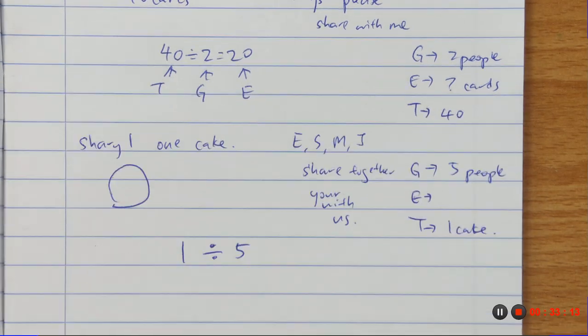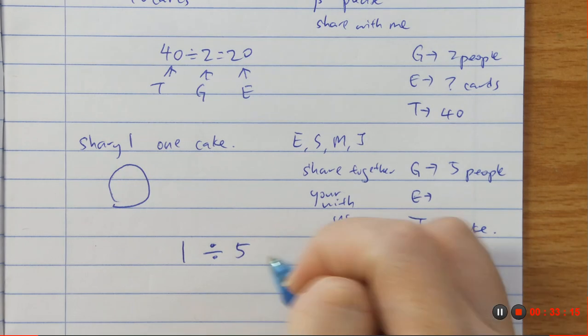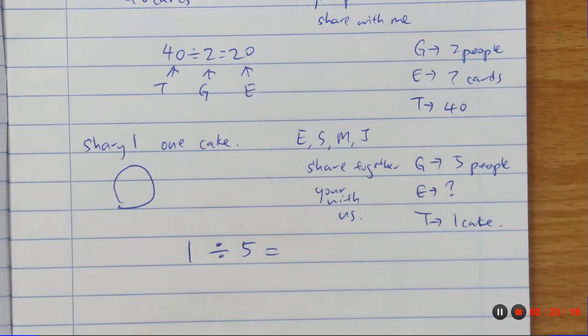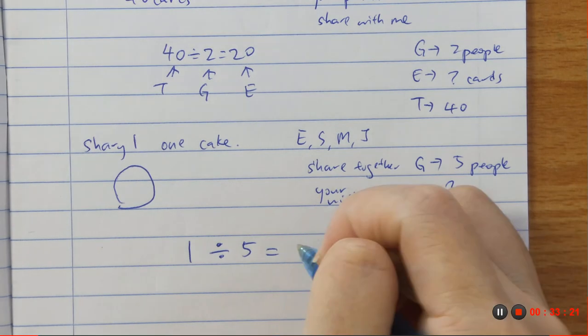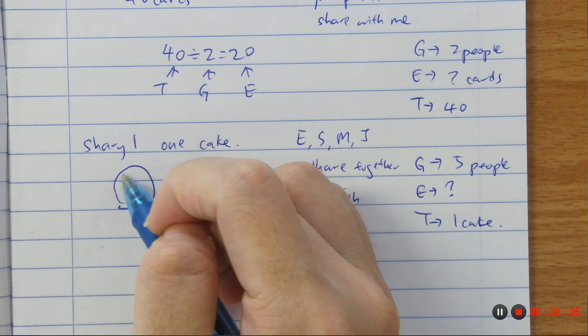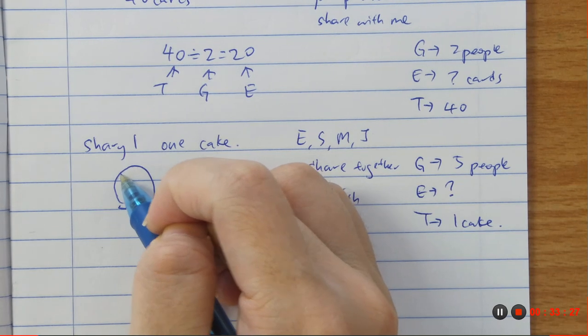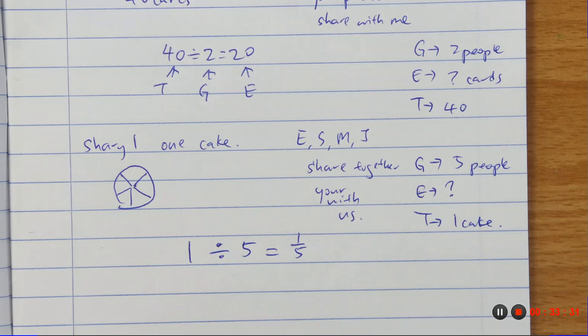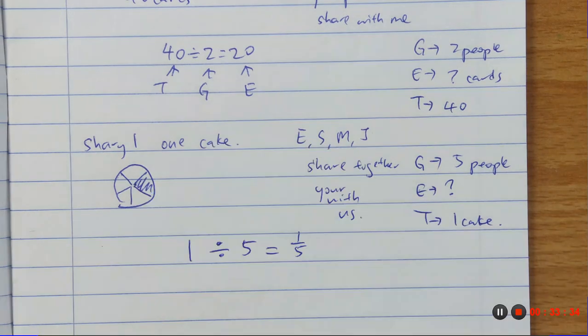So each person gets how much? Each person gets how much of a cake? 1/5. Okay. So basically you cut the cake up into 5 parts. Okay? 1/5. Is it okay?